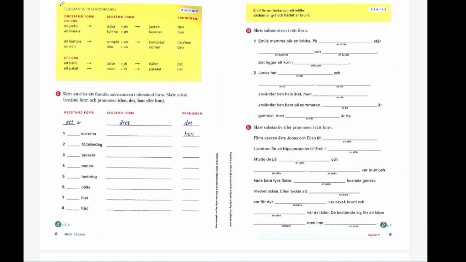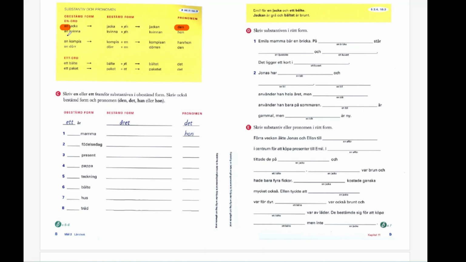So here they have explained the same thing, like ubestemt indefinitive form and the definitive form. A jacket, en jacka, becomes jackan, and the pronoun used for this definitive word is den, because it's an n word. Jackan becomes, en jacka becomes jackan. So because of this n, we are using den.